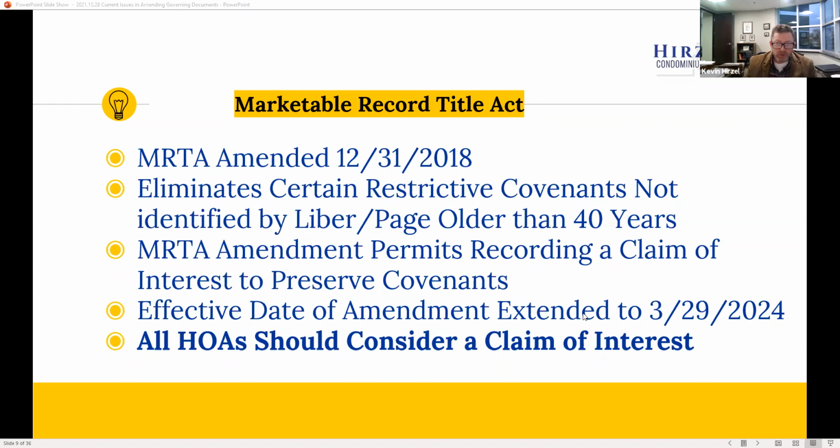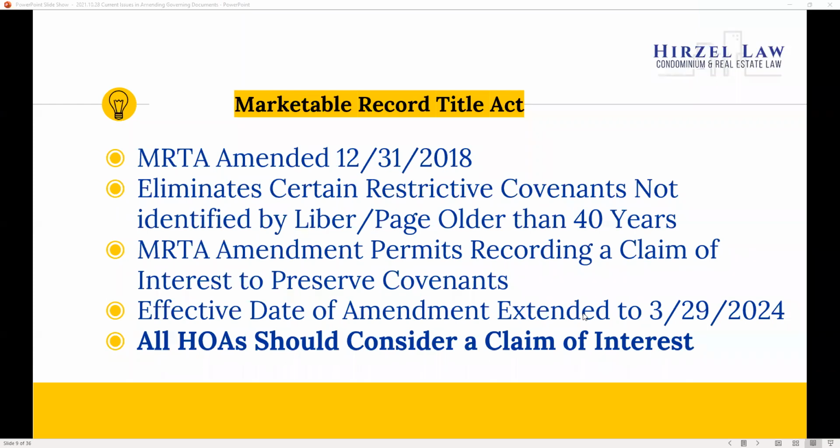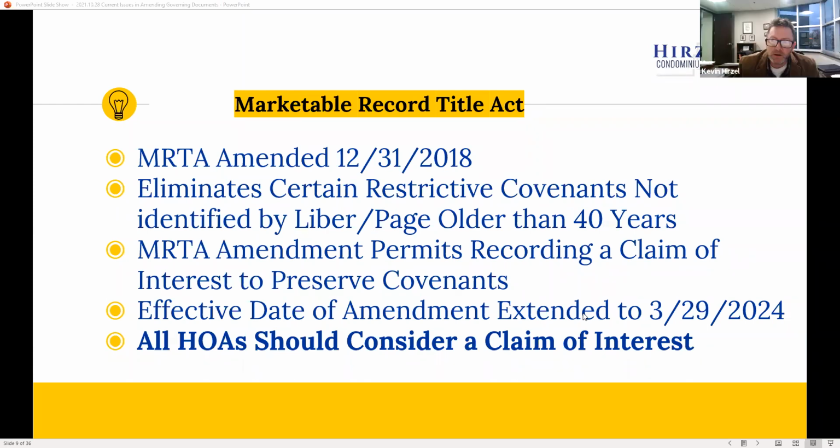It risks having a potentially significant impact on communities that were created by developers in the 60s and 70s. I live in one that's created in the 70s, so this is something that potentially has an impact on us too. Because of the significance of its impact, at the end of 2020, the effective date of this amendment was taken out to March of 2024. So it's not yet in effect. There are still a couple of years left in which to correct things and possibility for amendment, or to record what's called a claim of interest.